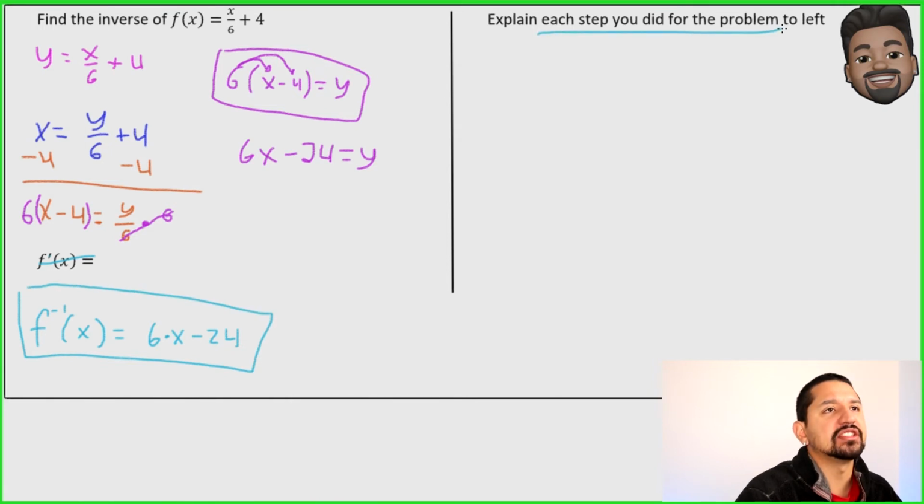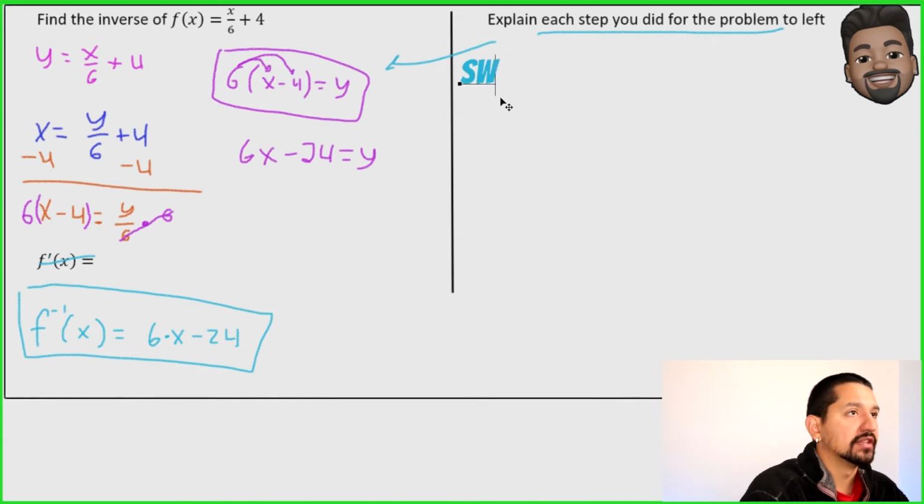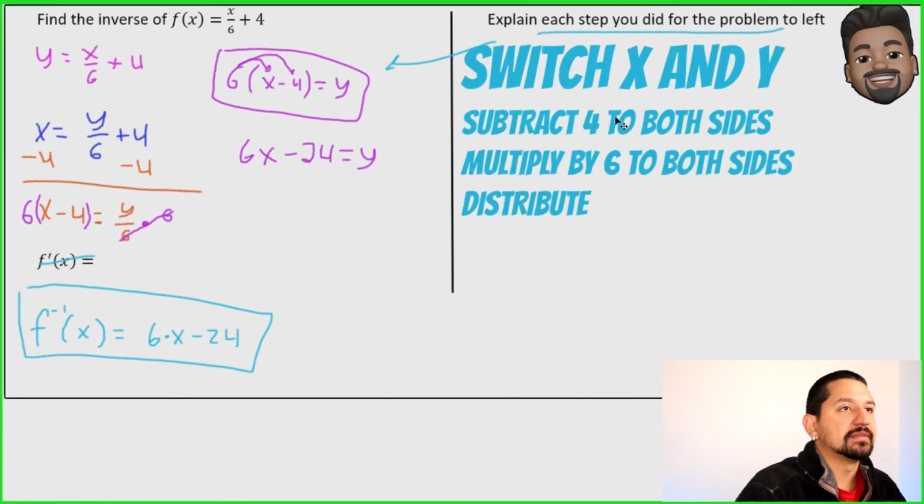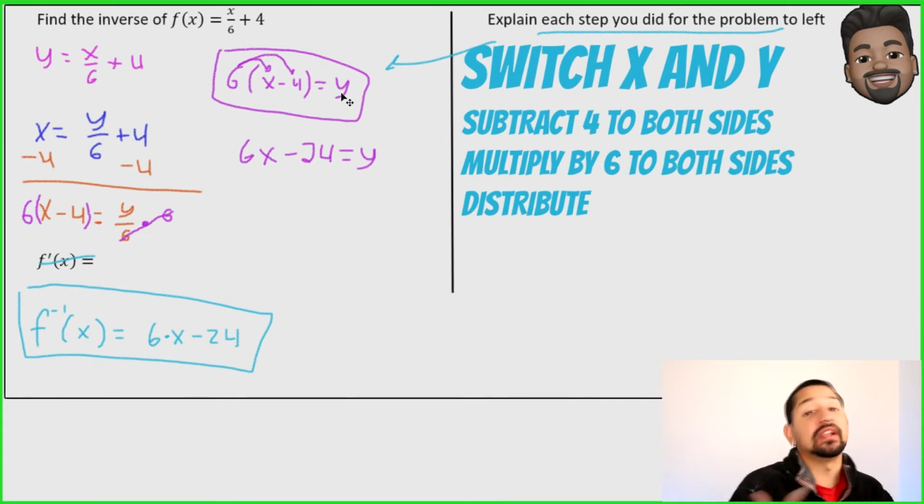Now, explain each step you did to the problem on the left. Well, step 1, switch the x and the y's, right? So if you want, I'll go ahead and annotate it. Switch x and y. So here are my steps. We switch the x and the y's because we're finding the inverse. We're going to subtract 4 from both sides to undo this right here. Again, we're finding the inverse, so we want to do the undo. We want to basically do the opposite order. And then we want to multiply by 6 to undo the dividing by 6. And then we want to distribute. So that was kind of the steps to putting this together.